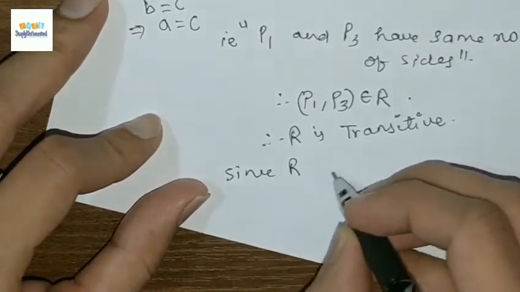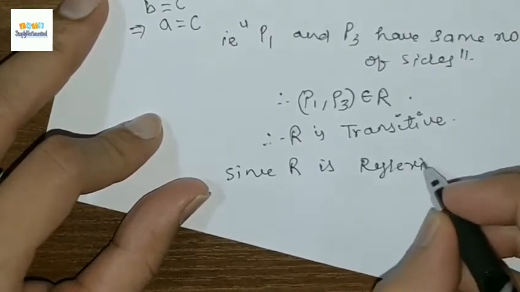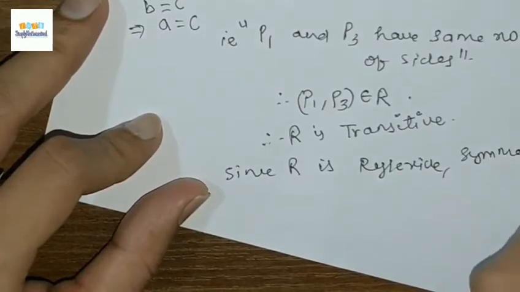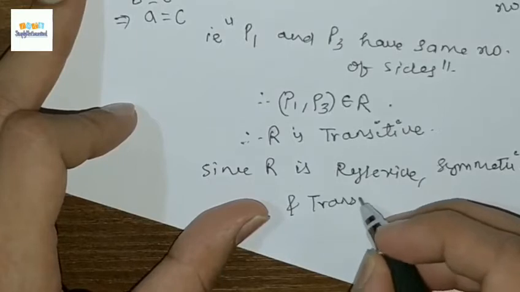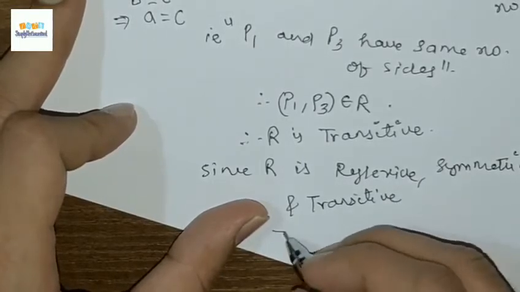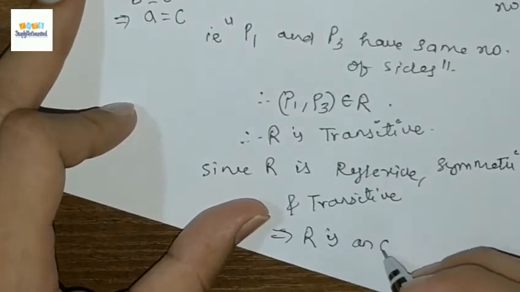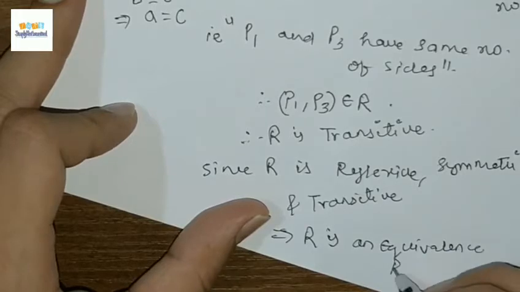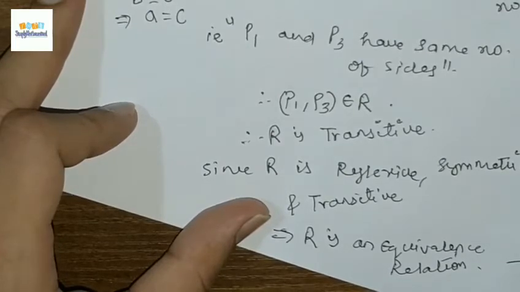Since R is reflexive, symmetric and transitive, therefore R is an equivalence relation. That was the problem number 13.